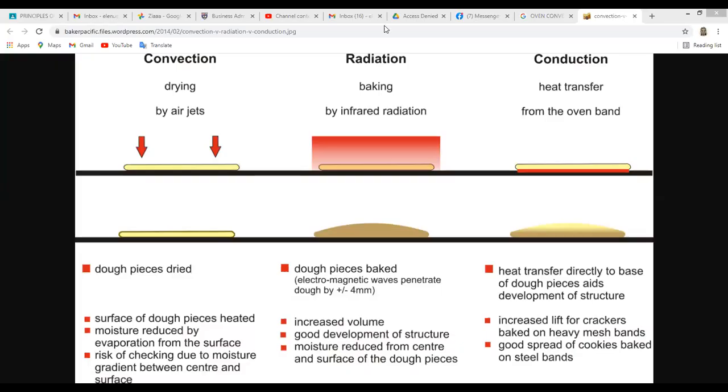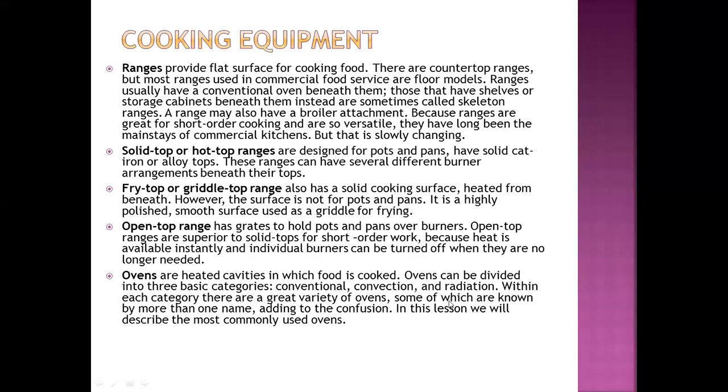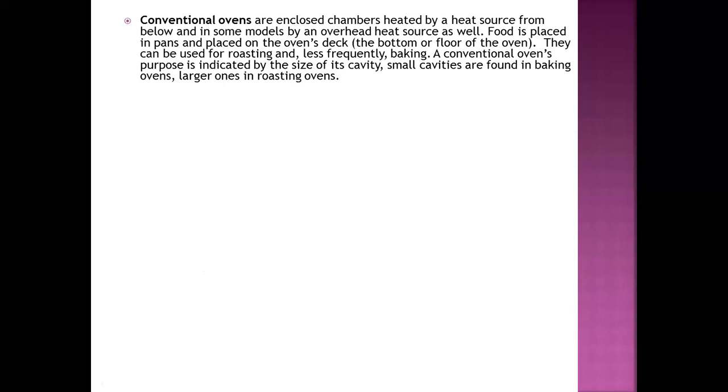So, di ba, nabanggit natin sa oven, we have three basic categories. We have the conventional, convection, and radiation. So, conventional ovens are enclosed chambers heated by a heat source from below, and in some models by an overheated heat source as well. So, basically, ang purpose ng conventional oven is for roasting, less than baking kasi nga the food is yung capacity niya kasi.